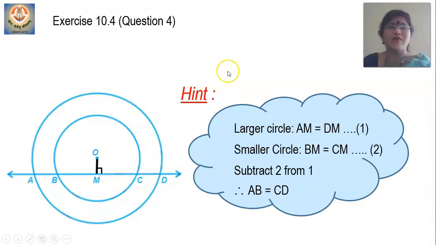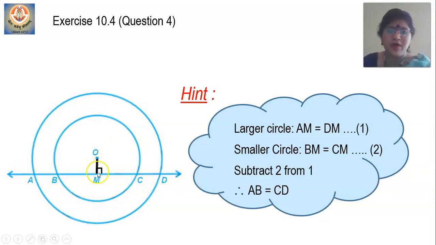Okay, this is one of the questions from 10.4, question number 4. It is based on one of the theorems that you have learned now. I'm just giving you a hint. Think about it. It is based on which theorem? I have not put the question. I'll just explain what this diagram is about. They have given you two concentric circles and the center remains the same, O. This is the smaller circle and the larger circle, and there is a line that is intersecting the two concentric circles at points A, B, C and D.